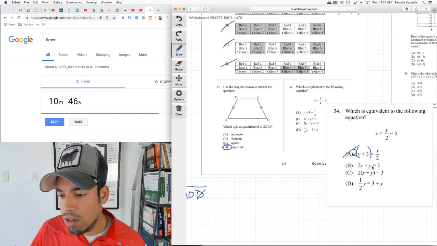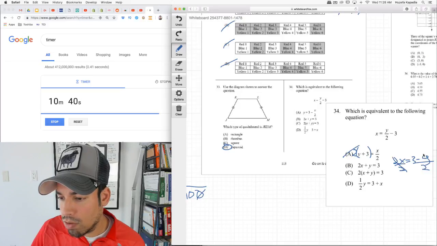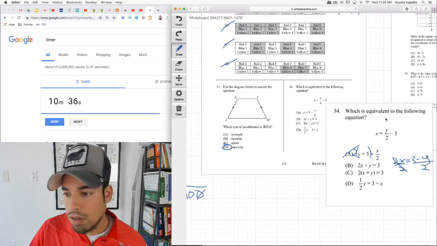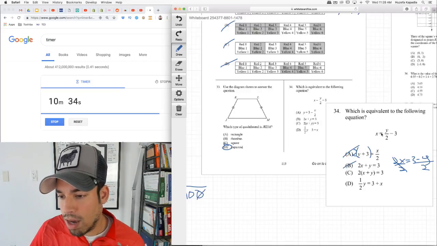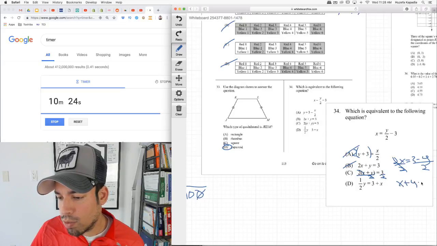Here, I'd subtract y. I get 2x equals 3 minus y, and then I divide by 2, divide by 2. This is not this, so this one's definitely out. Here, I'm going to divide both sides by 2 to get rid of this. And then I'm going to subtract y. So it's x plus y equals 3 over 2, and then subtract y. That won't work. So it's got to be D.